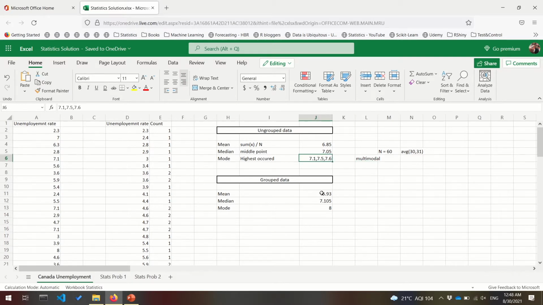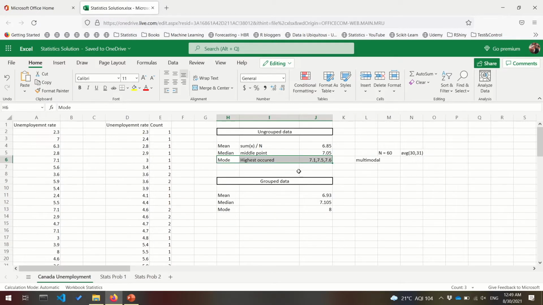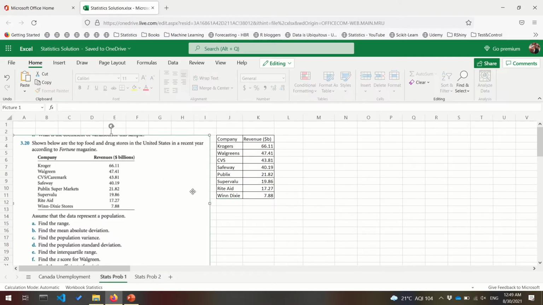So these are the results on the ungrouped data. You can compare with the grouped data, which is very close: 6.93, 6.85, very close. The mode there is just 8, whereas here we have multimodal, right? So this is the mean, median, mode on ungrouped data.